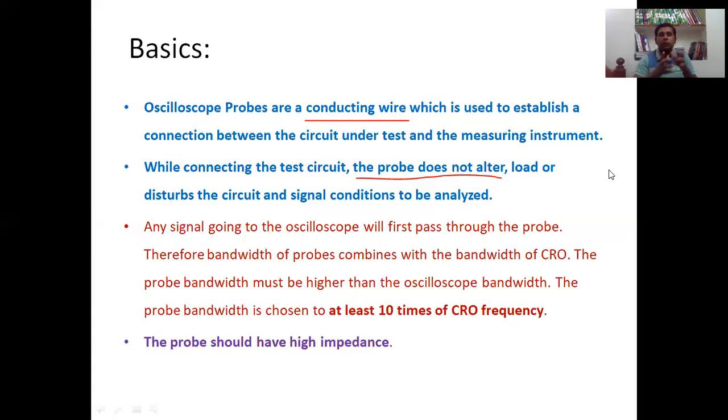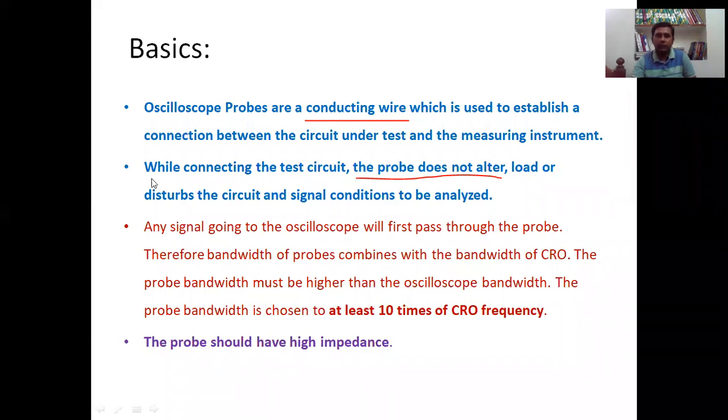The meaning is that whatever output you have at the circuit, the same thing should be transmitted to the CRO. So in between, it should not add any noise, it should not attenuate the signal, and it should not amplify the signal. Yes, so this should not change the signal, right? In one word, we can say it should transmit the original signal as it is, without adding any noise or any attenuation, right? So that is one condition when we are using a CRO probe.